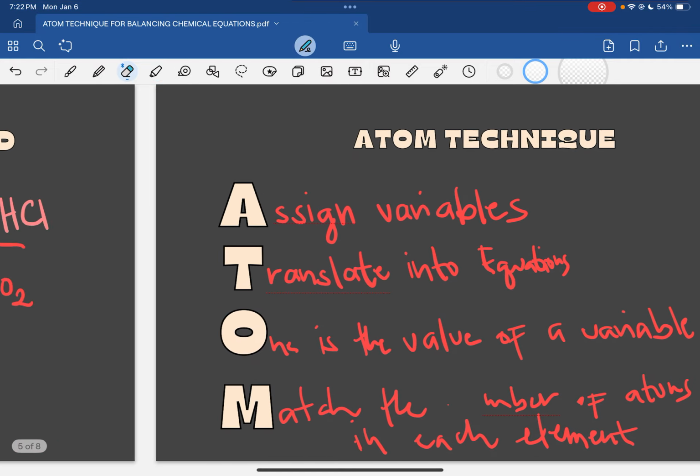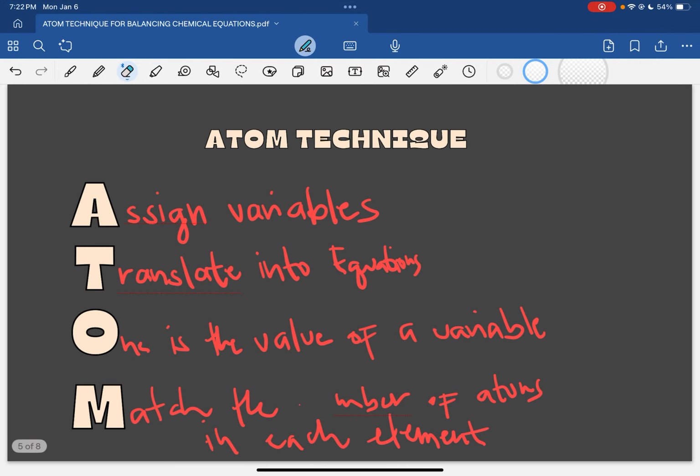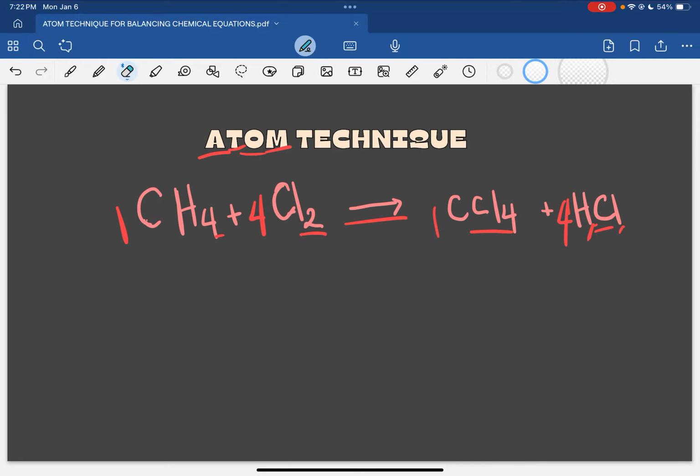So as you can see in here, it is similar to the values that we obtained from the trial and error method. And I know it seems hard at first, but if you really master using the atom technique, it's quite more practical in comparison with the trial and error method. So I am encouraging you to try to balance many chemical equations as much as possible using the atom technique.